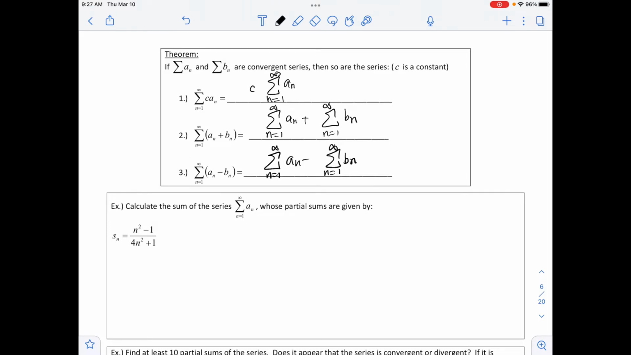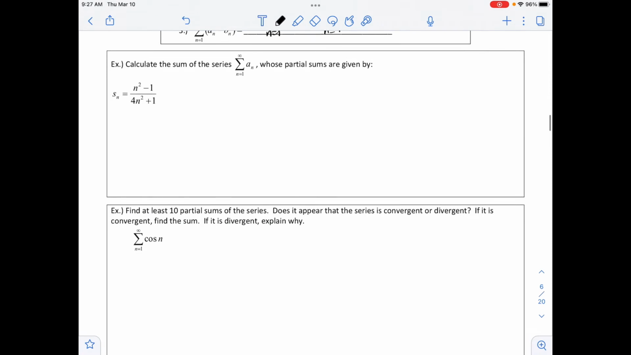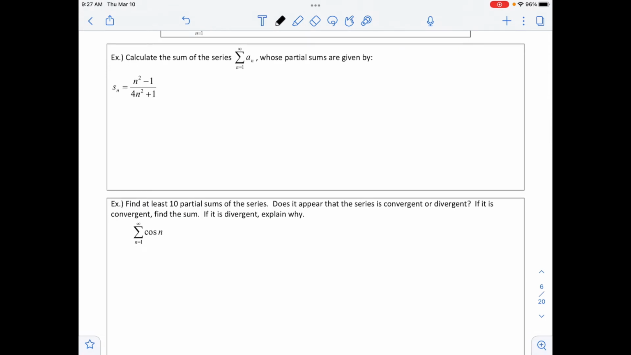So the first example says calculate the sum of the series from n equals 1 to infinity of a sub n whose partial sum is given by s of n equals n squared minus 1 over 4n squared plus 1. And so this is a partial sum formula. It's not a sequence formula. So make a little note of that. This is a partial sums formula and not a sequence formula.